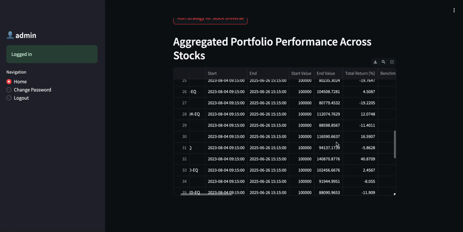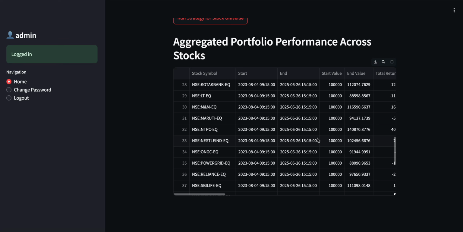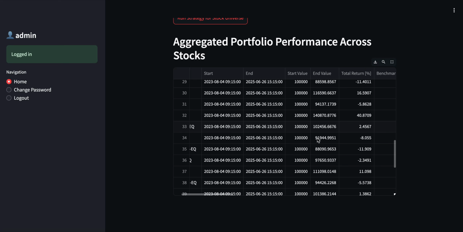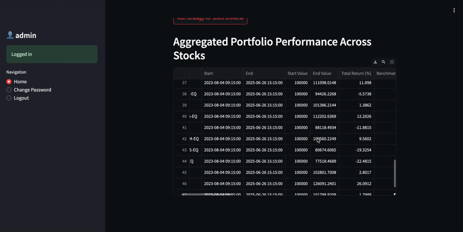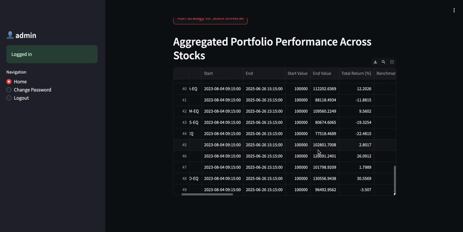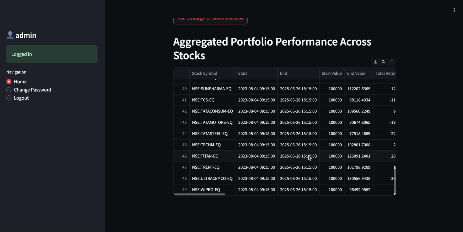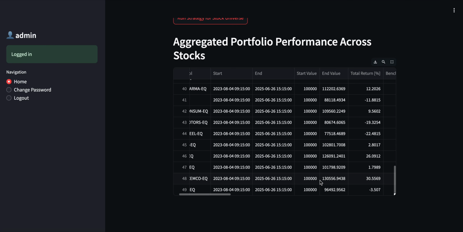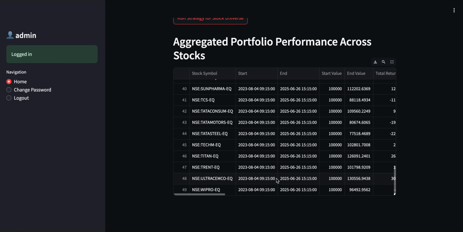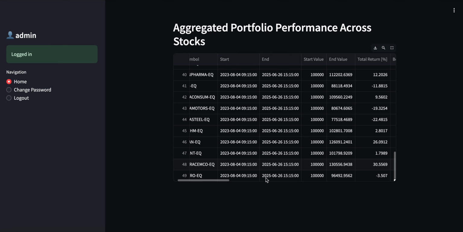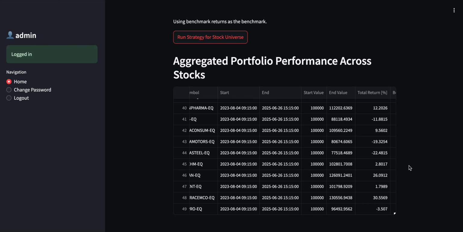So 40% is NTPC, that's what we have selected. Now let's come back some more down. 26%, which is again Titan, very nice. 30%, which is UltraTech Cement, very nice. Now this is very clear, that we have very limited stocks where this particular RSI strategy will work fine.